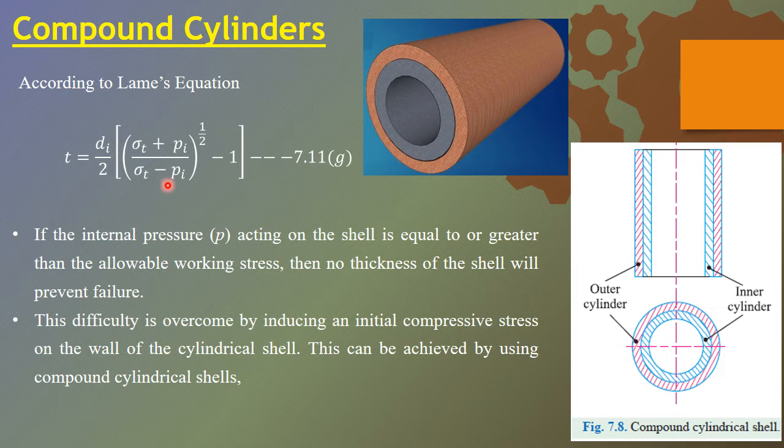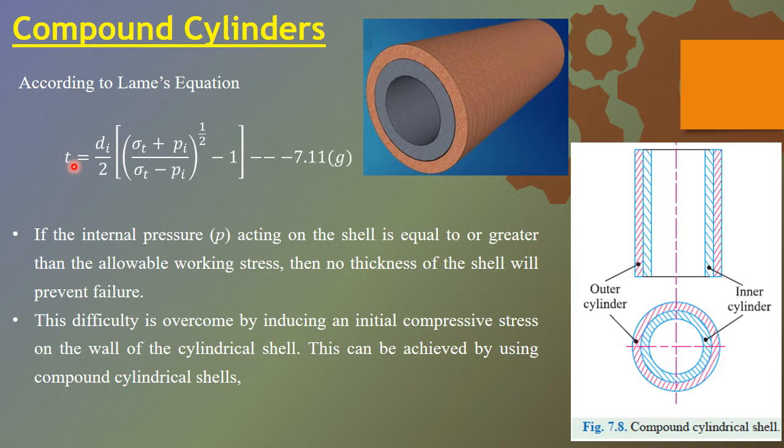Here, if you note the denominator, if the internal pressure acting on the cylinder, Pi, is greater than the allowable stress of the cylinder, sigma T, then what will happen? If this is smaller and this is larger, then the denominator will have a negative value, and if you take the root of this negative value, what you get is an imaginary value, right?